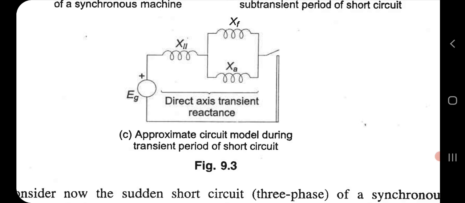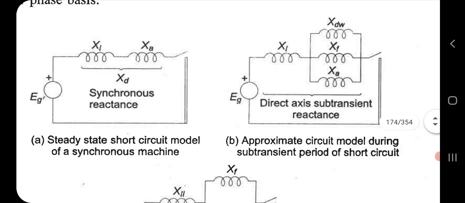The damper winding doesn't reduce the main flux, because it has already reduced the current from the subtransient to the transient state, so only two come into the picture. Now for this we have to take all three in parallel. For example, what you have seen, Xdw, Xf, Xa, all of these come in parallel.